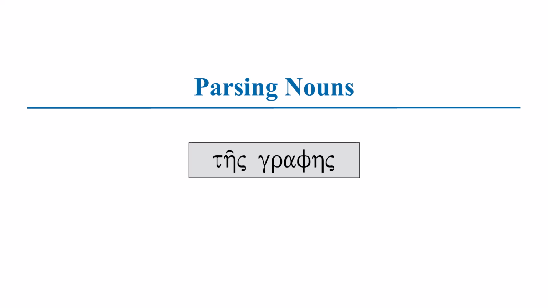But then you have the word tes, and tes is a definite article. If you remember the paradigm for the definite article, tes is a definite article, and that definite article is feminine, singular, and genitive. The translation is going to be of the scripture or of the writing, and because it's singular, you're going to say writing instead of writings.